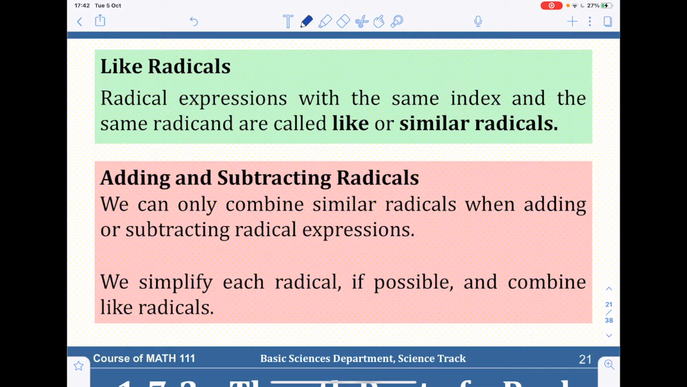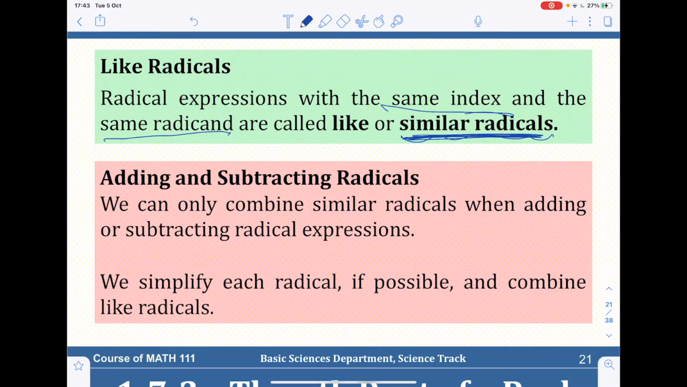Okay, now how can I add radicals together or subtract the radicals together? I can only add them or subtract them if I have similar radicals. What are the similar radicals? Similar radicals are radicals that have the same radicand, and the same index also.